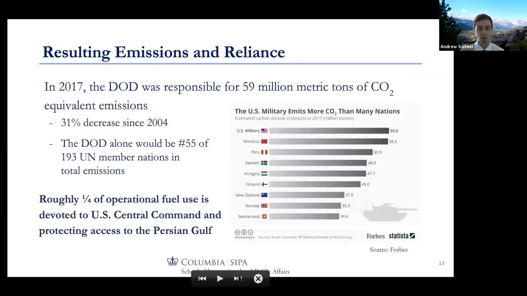All of these fossil fuels combine to make the DoD responsible for over 59 million metric tons of carbon dioxide produced each year. While this is actually a decrease in the last decade, it still puts the United States at using more energy from its Department of Defense than most countries in the world. And unfortunately, this is a cyclical problem in nature, as roughly a quarter of this operational fuel use goes towards defending the very assets that protect our access to fossil fuels in the Middle East.